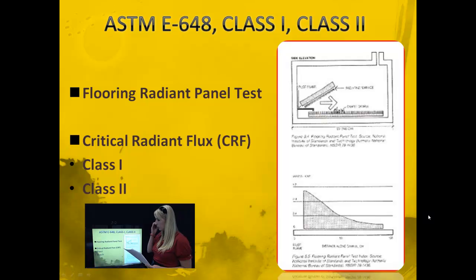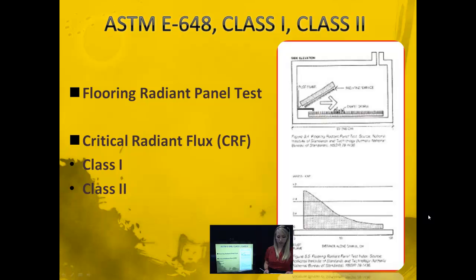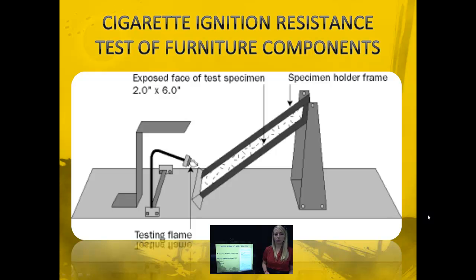Once this happens, the CRF for the test is put into 2 classes. And I'm going to talk a little bit about the 2 classes. You can read more about them in the paper, but class 1 is the CRF is not less than 0.45, and class 2 is the CRF is not less than 0.22, and the higher number of watts per square centimeter is the more resistant the carpet is to the flame.